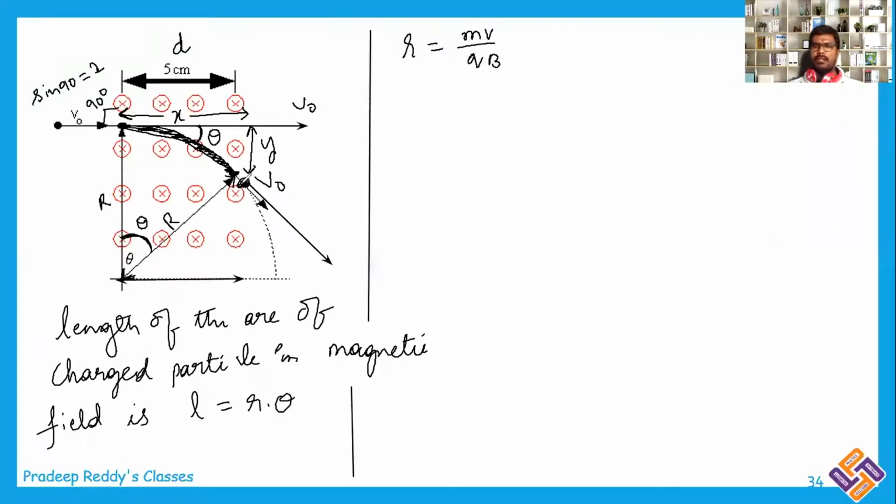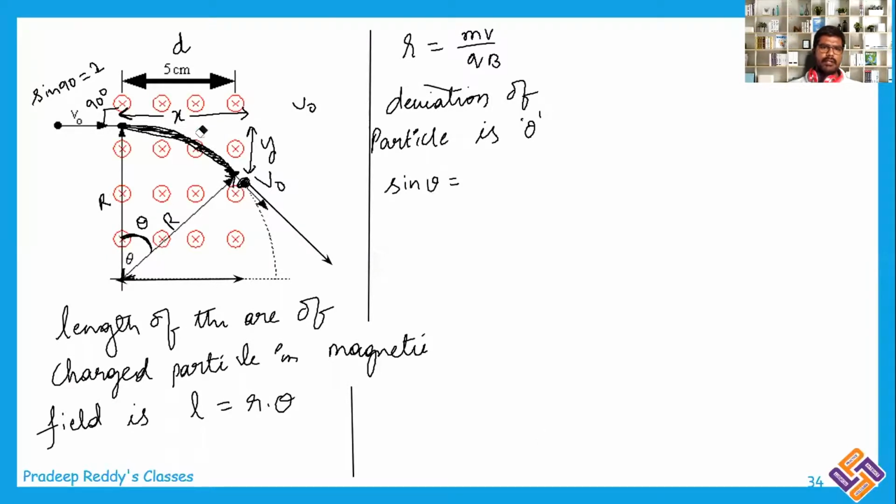So when a charged particle enters this magnetic field, the radius of curvature R can be written as mv divided by qB. Now this charged particle is undergoing some deviation, and that deviation I want to find out now. The deviation of the particle is theta. I can write it as sine theta, which is equal to... a small correction, it is already marked as theta.